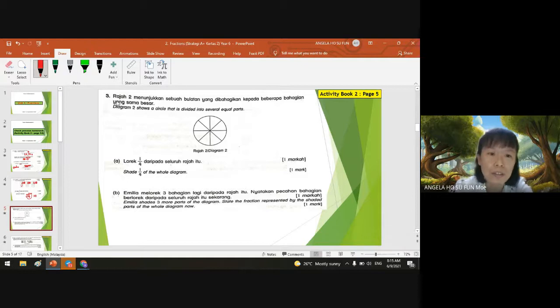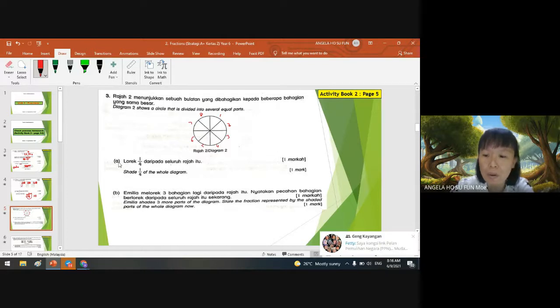Okay, let's look at number 3. Diagram 2 shows a circle which is divided into several equal parts. First of all, you try to count how many parts there are. From here, this is 1, 2, 3, 4, 5, 6, 7. There are 8 parts.